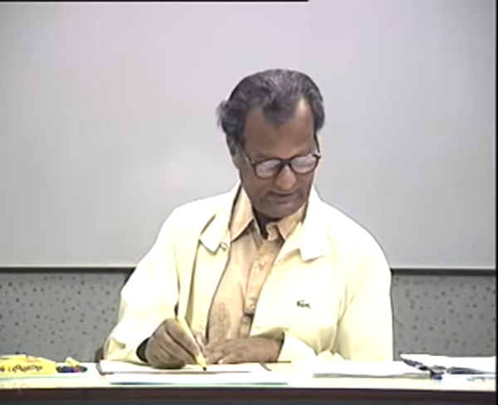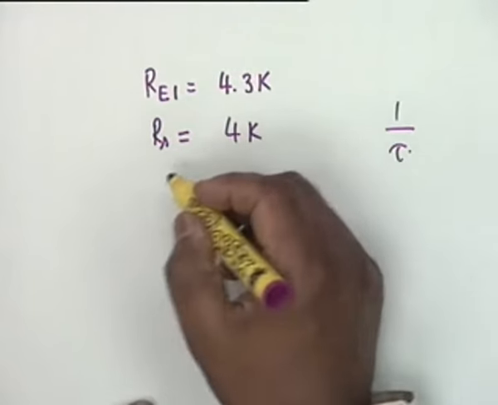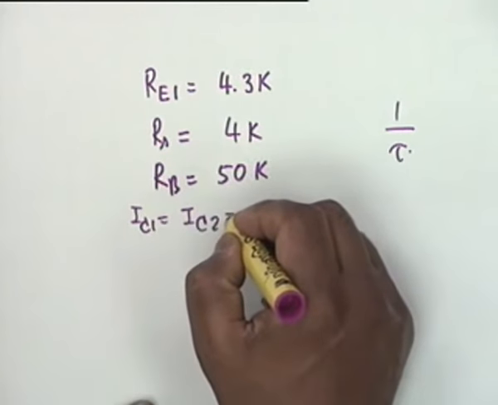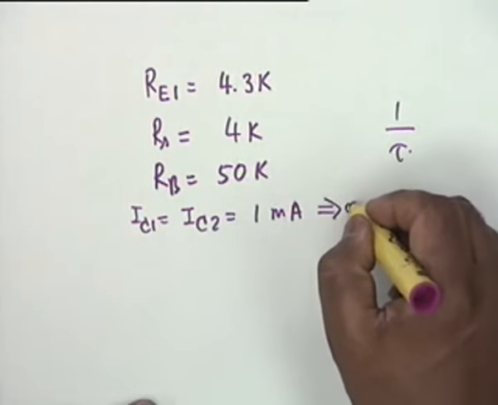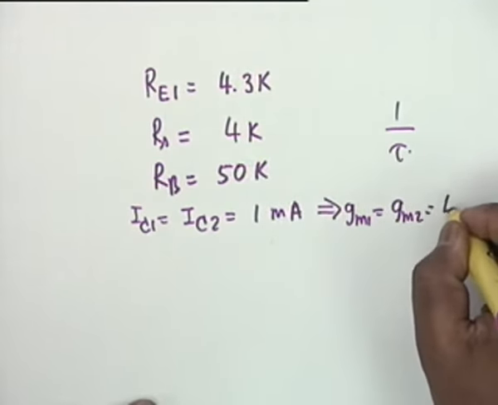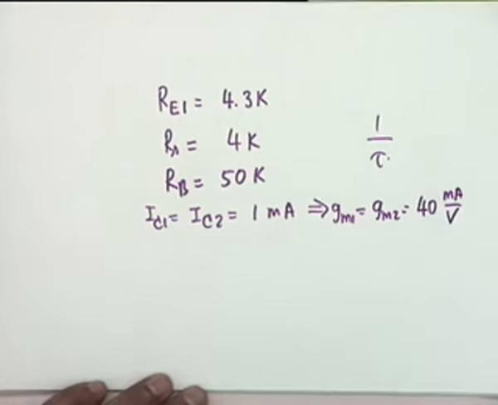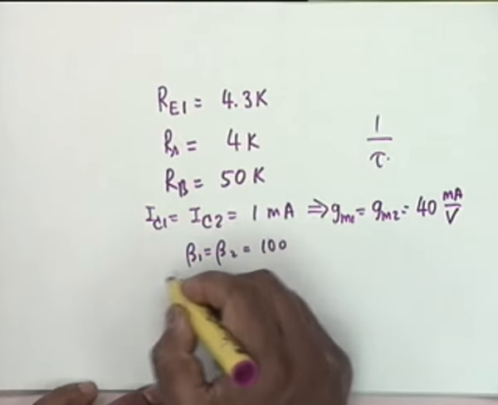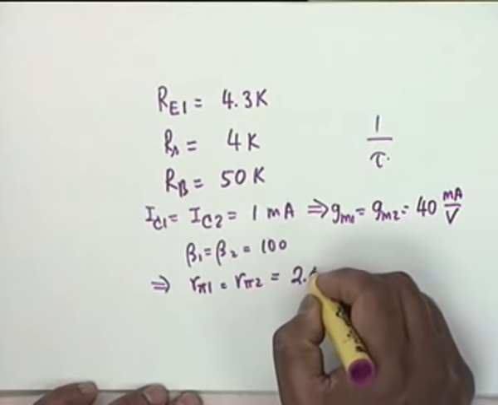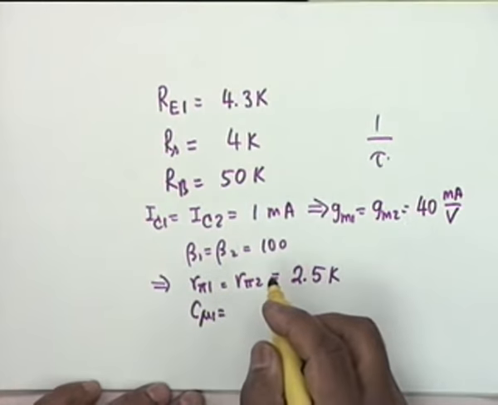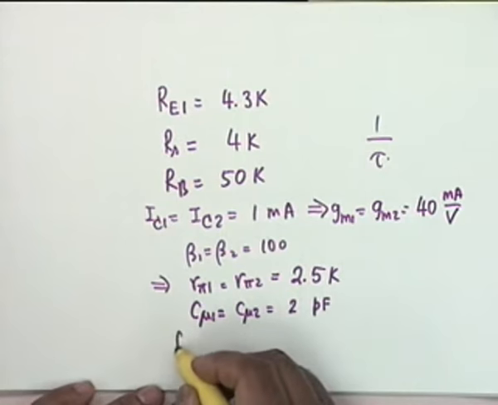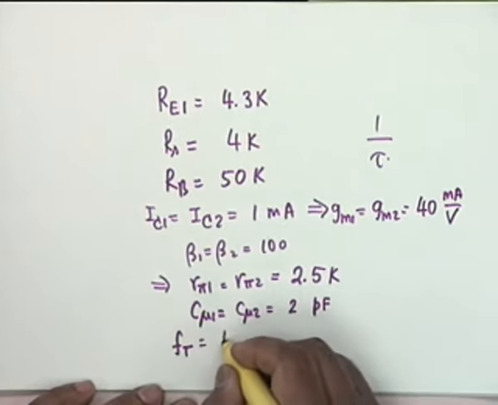Now, RS is 4K and RB, the usual story, is about 50K, the biasing resistances. The two currents IC1 and IC2 are equal, both of them are 1 milliamp, which means that GM1 and GM2 are equal, and they are equal to 40 milliampere per volt. Okay, 1 divided by 25.04 millimole, so 40 milliampere per volt. The beta 1 and beta 2 are given as 100, and therefore R pi 1 and R pi 2 are 2.5 K. In addition, the transistors are identical transistors, they are made on the same chip, and maybe a million of them. CMU1 and CMU2 are both 2 pF, and FT, the transition frequency, is given as 400 megahertz.